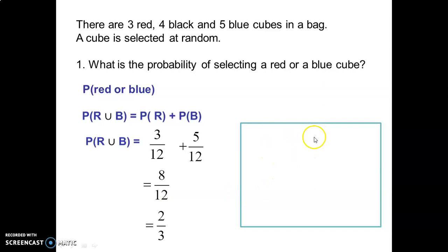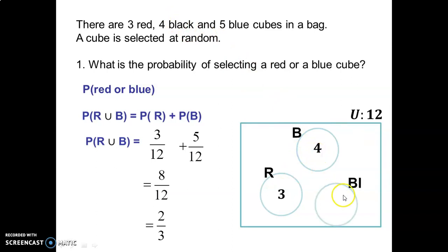Okay, so the Venn diagram for this one is we have a universal set of 12. That represents the 12 cubes in total in the sack. Then in that sack we have subsets or sets. Set R is red cubes, 3. Set B, which I'm going to use for black cubes, is 4. And then BL, I'm going to use for blue cubes, 5.